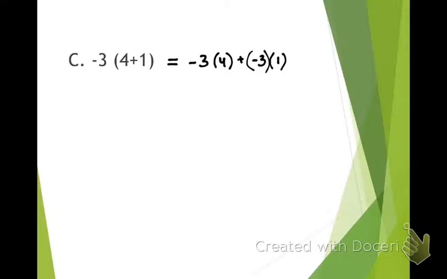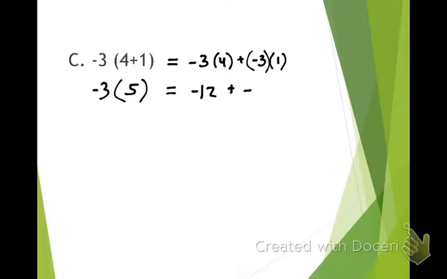Alex, what do the parentheses tell us? They tell us to add that first. All right, add that first before we do anything else. What is that? 5. And multiply that by? Negative 3. Good job. Let's work from left to right now. Negative 3 times 4? Negative 12. Good job.